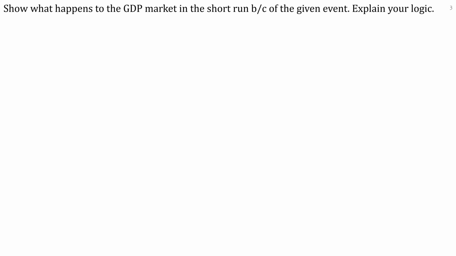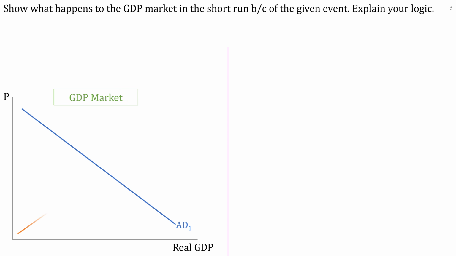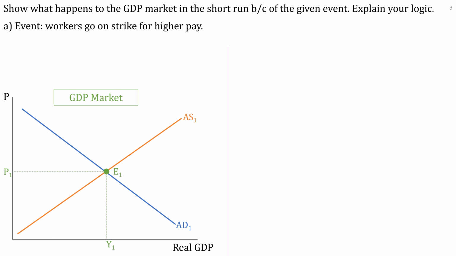So here we're asked to show what happens to the GDP market in the short run because of a particular event, and we're going to explain our logic. So when you get these questions on the GDP market, we would start by drawing that market, ADAS. We have our equilibrium. We label it P1, Y1 because we're expecting this equilibrium to change. Okay. So here the event is that workers go on strike for higher pay. So what that means is now employers are going to have to pay more to their employees if they want them to continue working. And that's going to increase their cost of production.